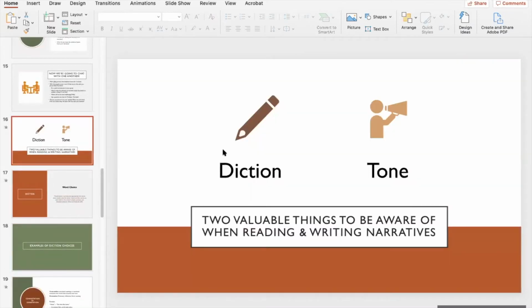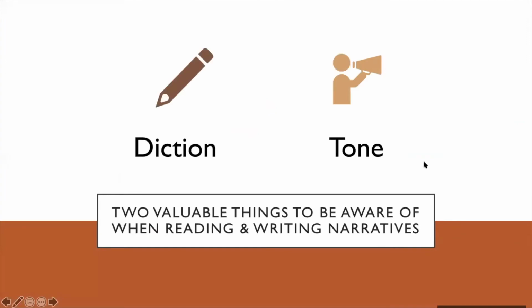It ends on slide 16, so if you want to go back and follow along, you're welcome to, or you can just kind of watch the video and listen to me talk. So there's 2 valuable things to be aware of when reading and writing your narrative. This one is diction and the next one is tone. We'll go through each one of these in a little more detail, just so you know exactly what I mean by both of these.